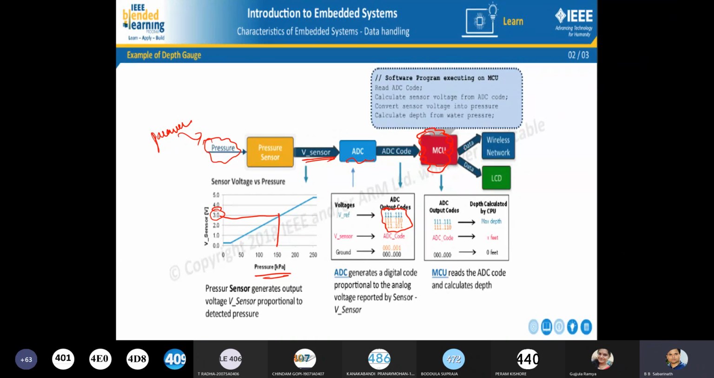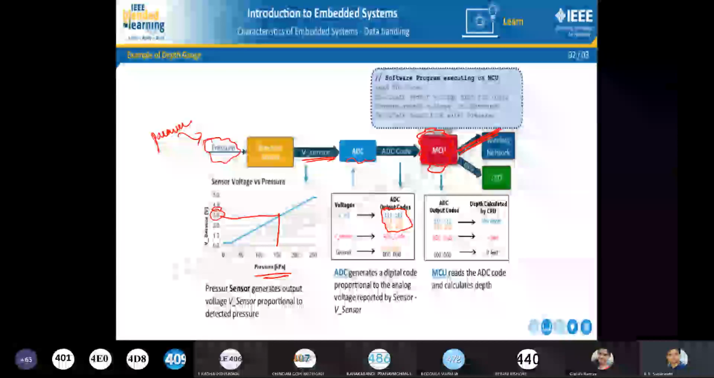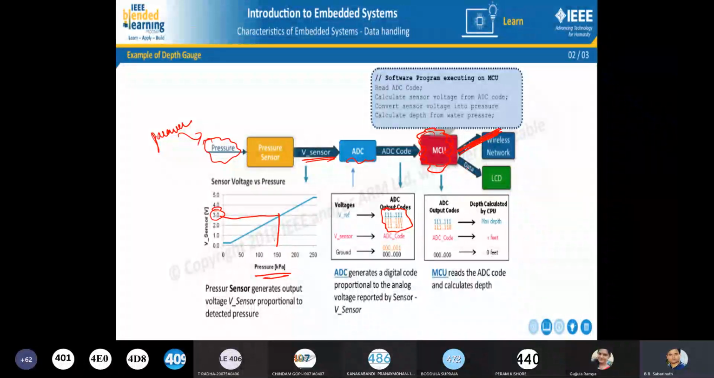This microcontroller can then communicate. In the normal case, we can have a display and know what the pressure is. But in IoT, we communicate this to the gateway. For example, using a wireless network, we can communicate maybe with Bluetooth.